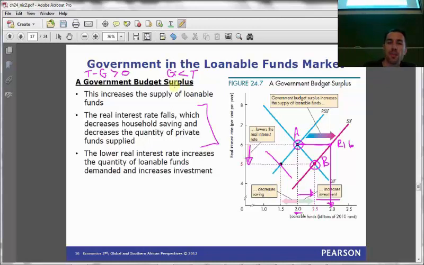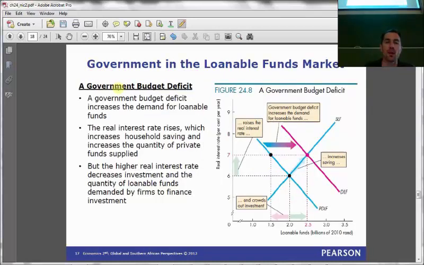So the reason that I just mentioned the fact that a government budget surplus can also be shown as a shift to the left of the demand curve is because this textbook then describes a government deficit as a shift to the right of the demand curve. Which seems a little bit schizophrenic to me, but that's the way they've chosen to do it. So if you have a government budget deficit, your demand for loanable funds shifts to the right. Again, you might see some textbooks describing a government budget deficit as instead a shift to the left in the supply curve.